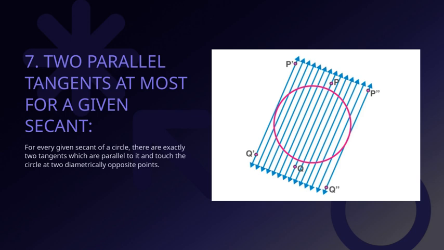These tangents don't just touch the circle at any random points. Instead, they contact the circle at points that are directly opposite each other across the circle's center. This concept highlights a beautiful symmetry in circle geometry. It also ties into the overall theme of how lines relate to circles, especially how parallelism and symmetry play crucial roles in understanding geometric properties. So, in essence, for any secant you choose, you can identify exactly 2 parallel tangents, each touching the circle at opposite points, demonstrating the elegance and consistency in circle geometry.